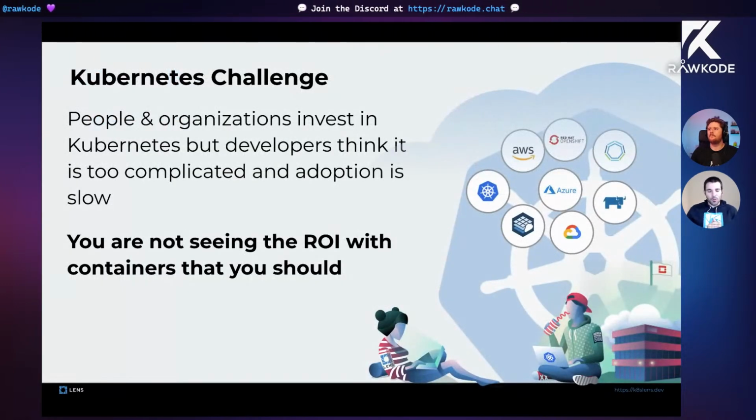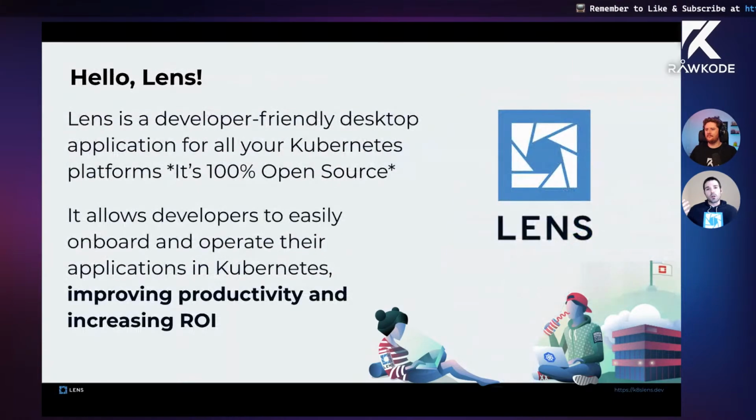So I'm sure we all know this already, but I'll just touch on it a little bit. Kubernetes is quite challenging. People and organizations invest in Kubernetes and other cloud native technologies, but they may not be seeing the return on investment that they should when working with containers or Kubernetes. This is kind of where Lens comes in. Lens is a 100% open source technology, a developer-friendly desktop application meant for all of your Kubernetes needs. It works with any certified Kubernetes distro, whether that is GKE, EKS, K0s, K3s, Minikube, and so forth.